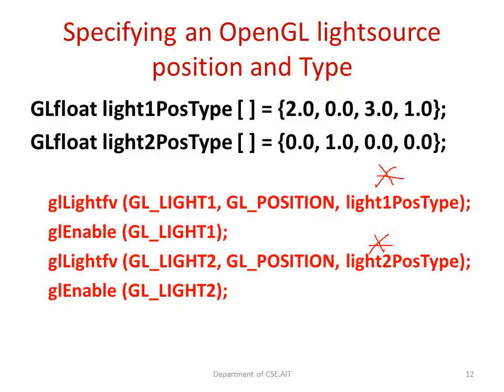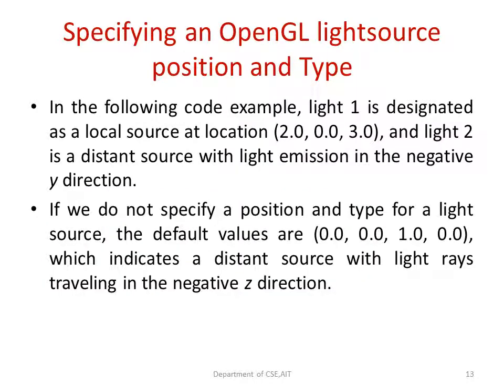So by using GL enable, I am switching on light number 2. In the second also, whenever I am making use of the light FV, it is a good practice to always make use of the GL enable. So we are using 2 lights over here, that is light 1 and light 2. Actually it is light number 2 and light number 3. So we have seen that light 1 is a local source and light 2 is a distant source.